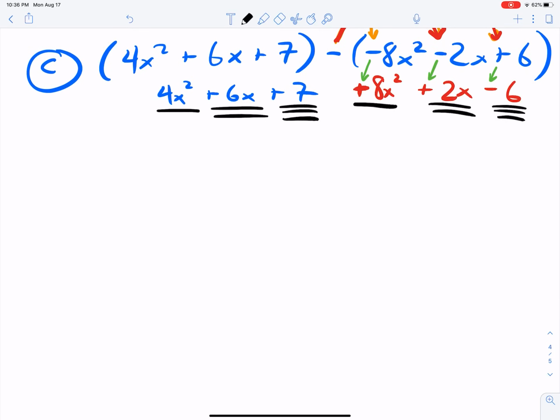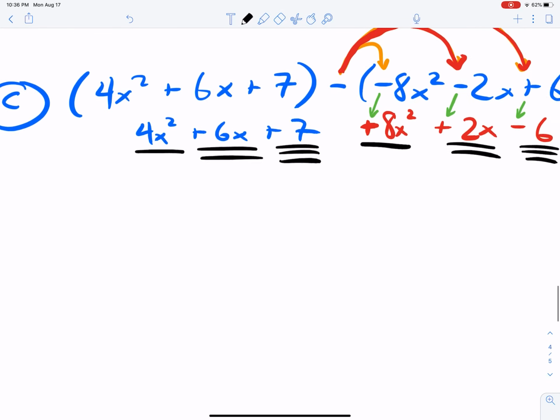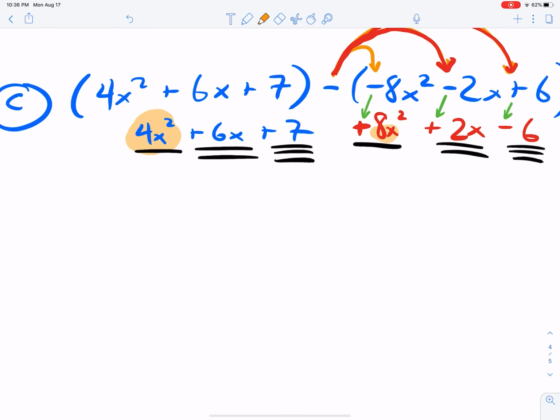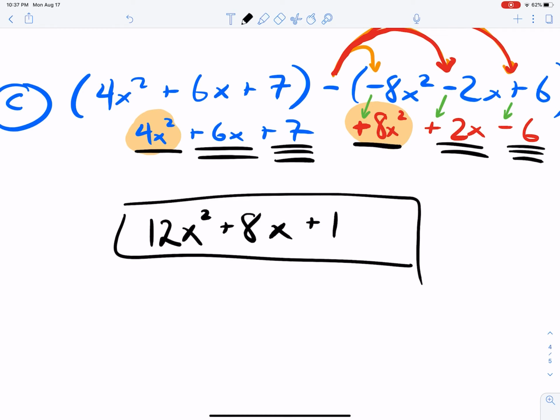So here we go. If we look at the quadratic terms, we have 4x squared plus 8x squared gives us how many x squareds, right? So that's going to be 4 plus 8, that's going to be 12, okay? Now the next one, we have 6x plus 2x. So how many x's do we have? 6 plus 2 is obviously 8, positive. And here we have a positive 7 and a minus 6, right? You have $7, you spend $6. What's going to be left? So 7 minus 6 is obviously a positive 1. You keep the sign of the larger number, and that's it. We have a quadratic trinomial here.